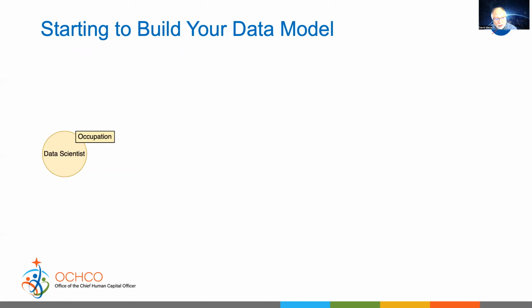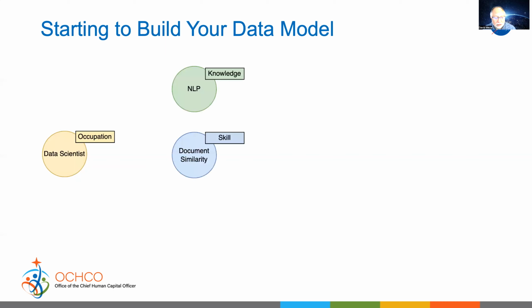And as you hear, I have this node for a data scientist with the label occupation. That's my first part of my data model. Well, what do I know about this occupation? Well, looking at the O*NET database, I know there's a knowledge. This occupation has a particular knowledge. In this case, we're going to look at natural language processing.